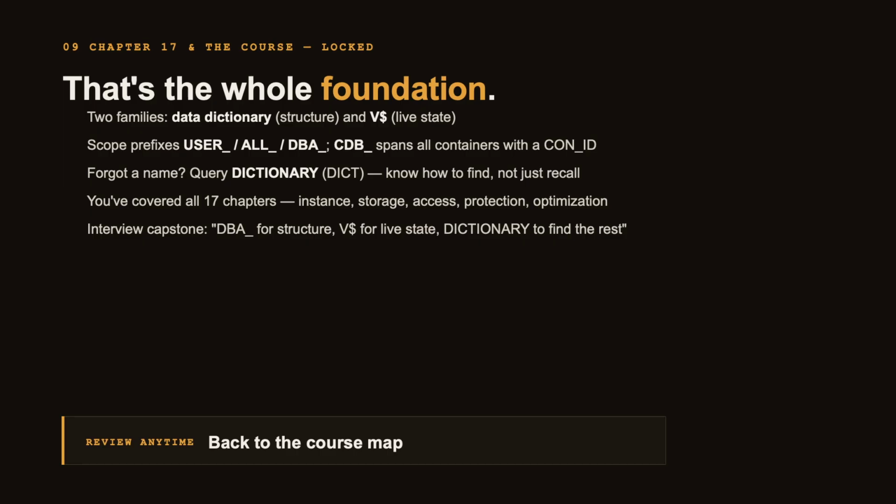My final gift is the capstone sentence. DBA for structure, V$ for live state, DICTIONARY to find the rest. Go review the traps, say the recaps out loud, and walk into that interview like you've run one. You've got this.